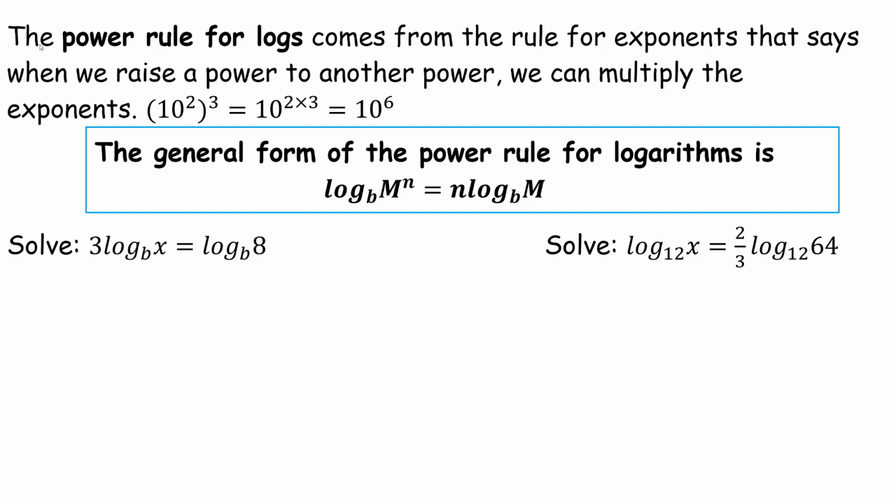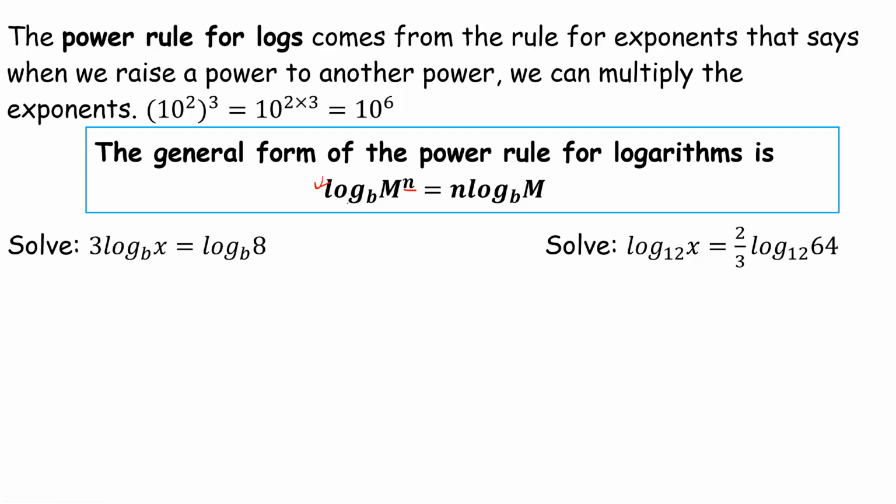Okay, we're just going to finish up lesson 40. We were talking about the general form of the power rule for logs. That is log base b of m to the n power is equal to n times log base b of m. So if you have an exponent on the argument of a log, you can just bring that exponent to the front of the log. So log base b of m to the n is equal to n times log base b of m.